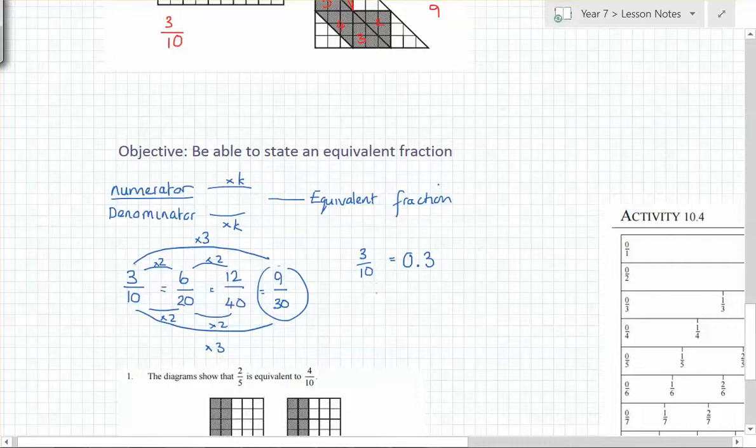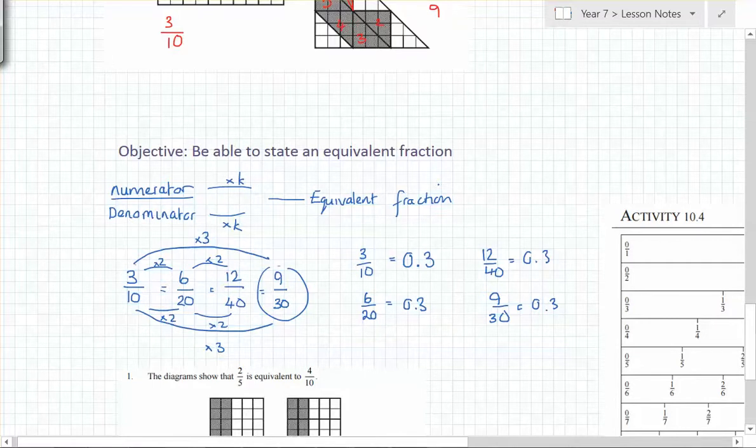Right, now here's the thing. How much do you understand? So, if 3 divided by 10 is 0.3, what is 6 divided by 20? Is it 0.3? Well done, Magnus. What is 12 divided by 40? 0.3. What is 9 divided by 30? 0.3. That's because they're all equivalent.